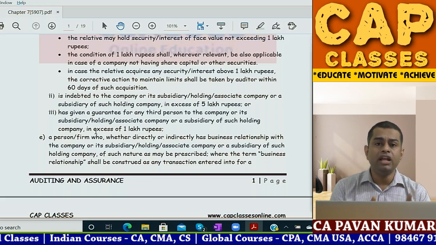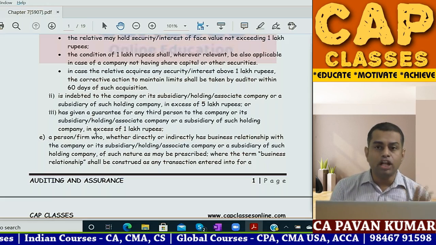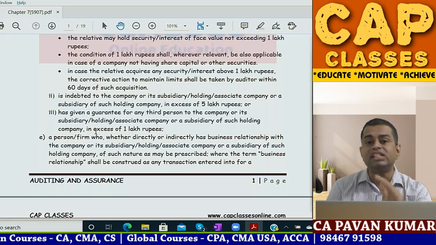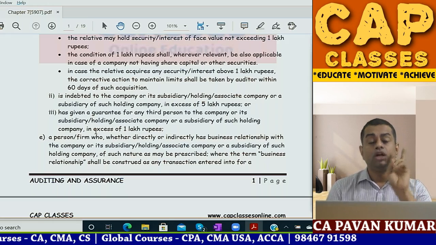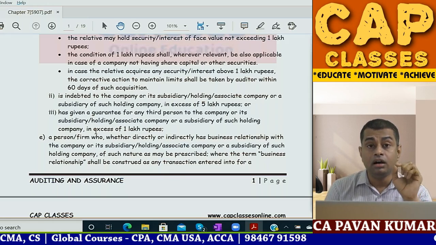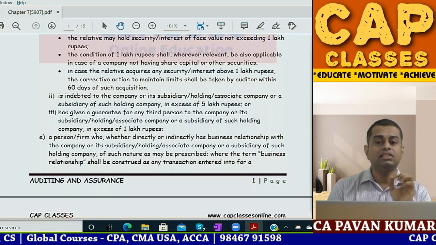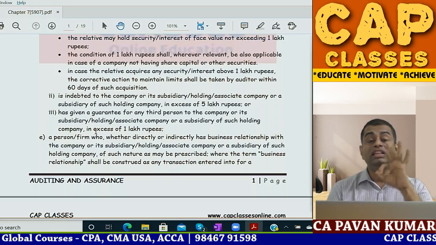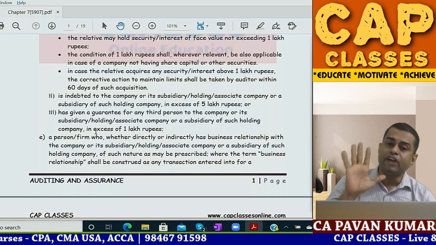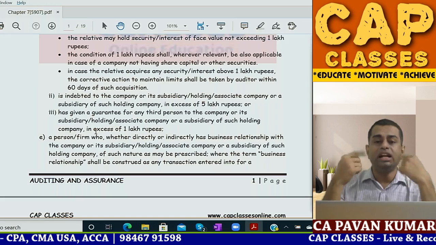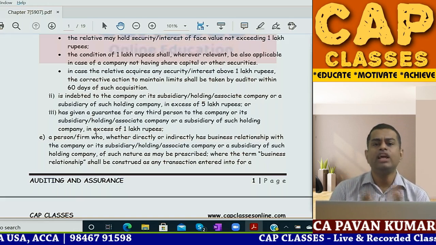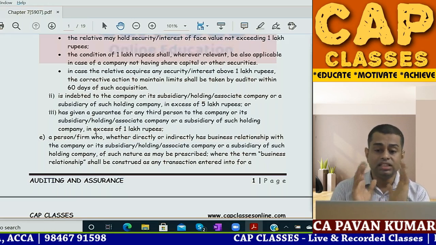So shareholding for auditor, absolutely not allowed. Relative, 1 lakh rupees face value allowed. If it is more than 1 lakh rupees, within 60 days, you can take the corrective action. 2, indebtedness, 5 lakh rupees allowed. And guarantee, giving guarantees, 1 lakh rupees is allowed. Who? 3 persons. Person himself, his relative, his partner. How many companies? 5 companies. The company, its holding, its subsidiary, its associate, and the subsidiary of its holding company. Like co-brother, co-subsidiary company. This is the provision.